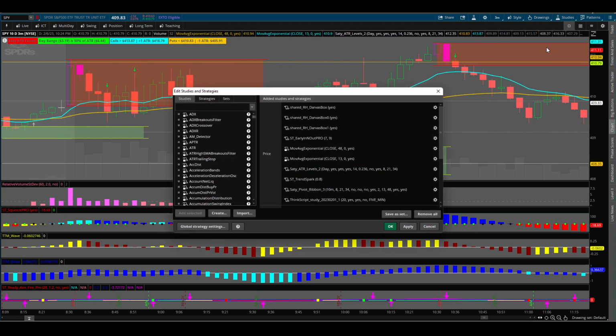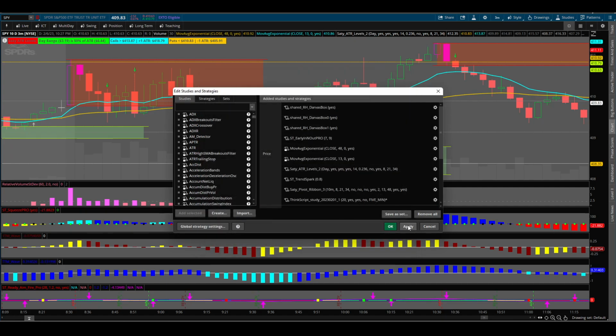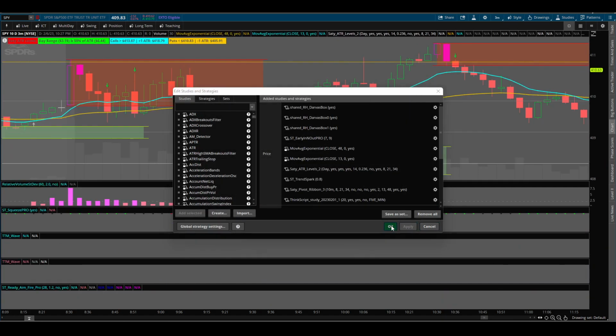There's really not much else to the PAM indicator. It's very easy to use. You can have a couple of different settings. Add cloud just means you're keeping this cloud here. The colored bars are going to give you your signal bars of when the signal is actually going to be generated next. So it's kind of giving you a heads up.